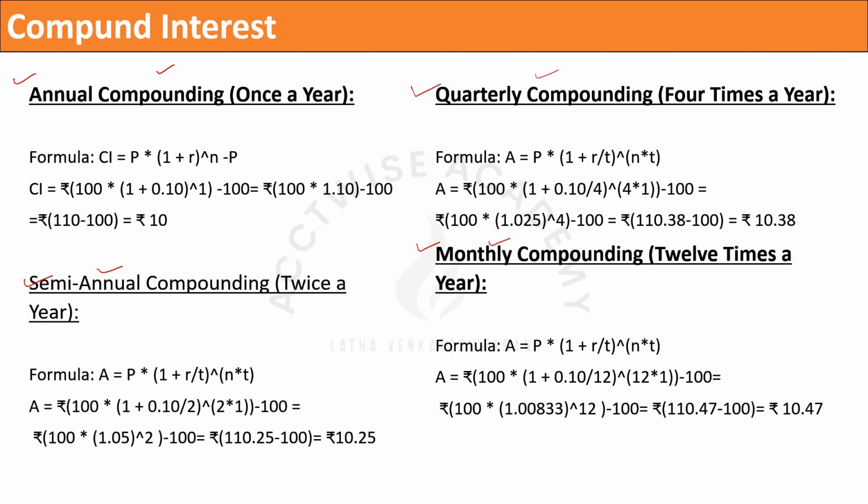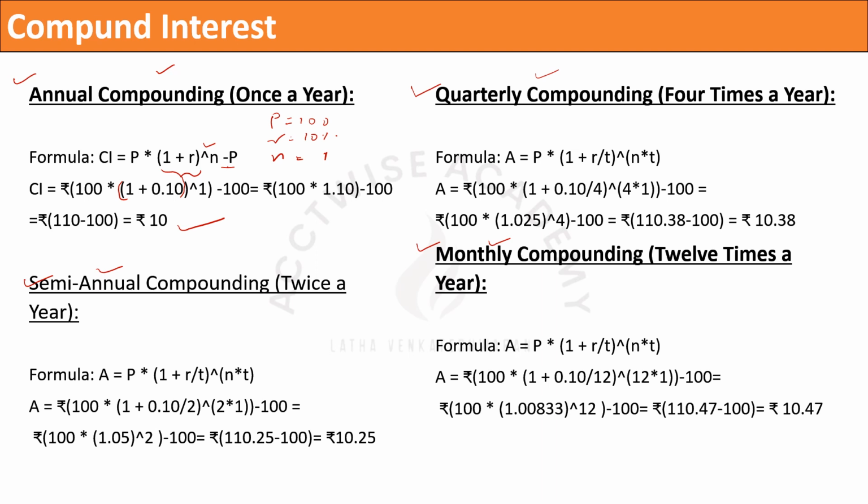We know the formula for compound interest is P into (1 plus R) to the whole power of n, minus P. So for our example, let us assume P as 100, R as 10%, and n, the number of years, as 1. It's straightforward for once a year: 100 into (1 plus 0.1) to the power of 1, that is 100 into 1.1 minus 100, which is 10 rupees as the interest when it is charged once a year.